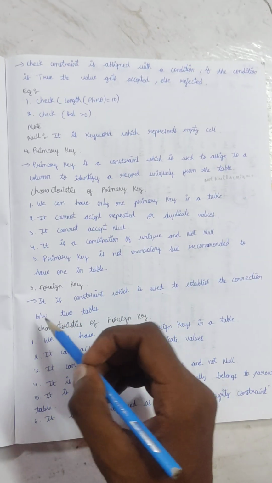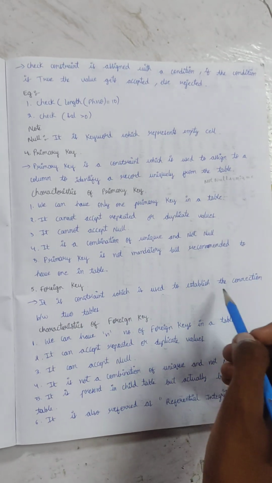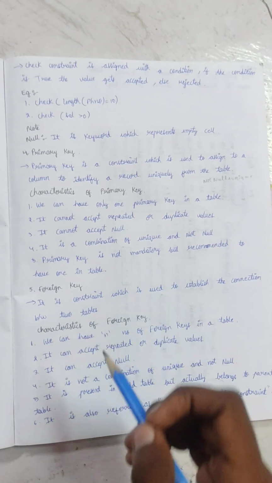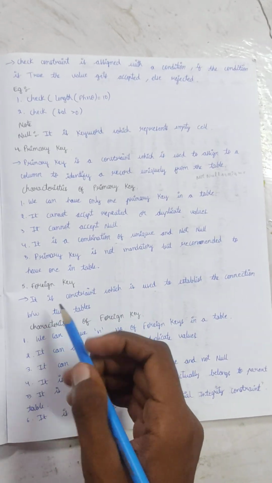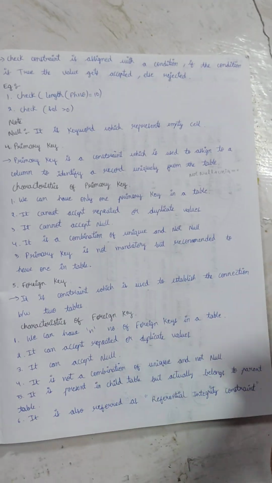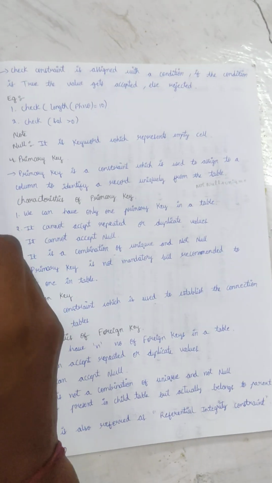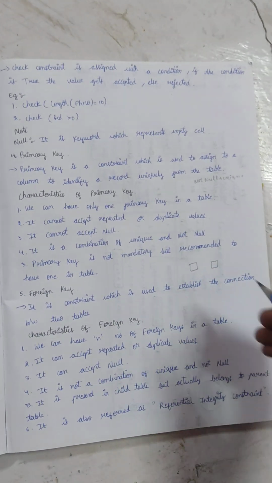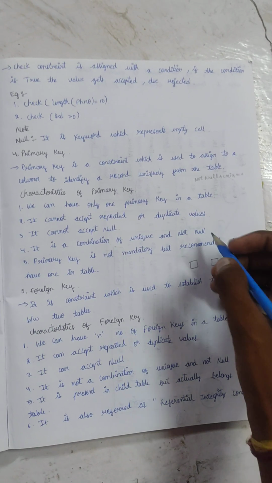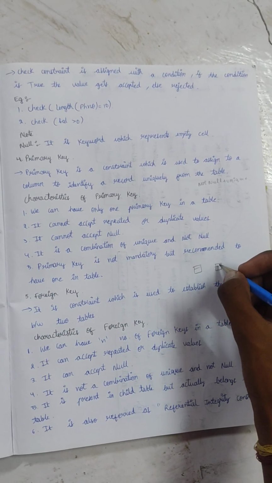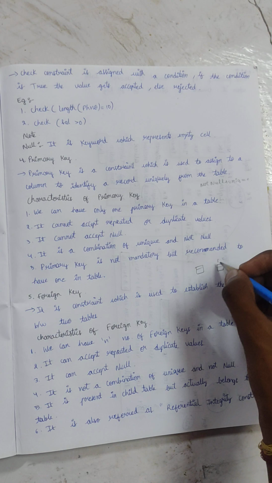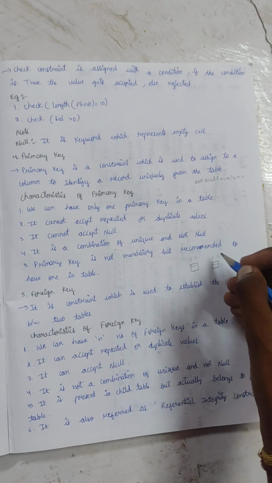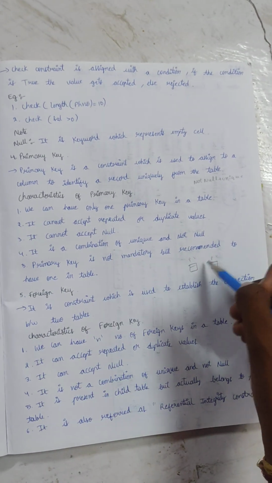Foreign key is a constraint which is used to establish the connection between two tables. For example, we have two tables, so we can establish the connection between two tables by using the primary key. A foreign key is dependent on the primary key.